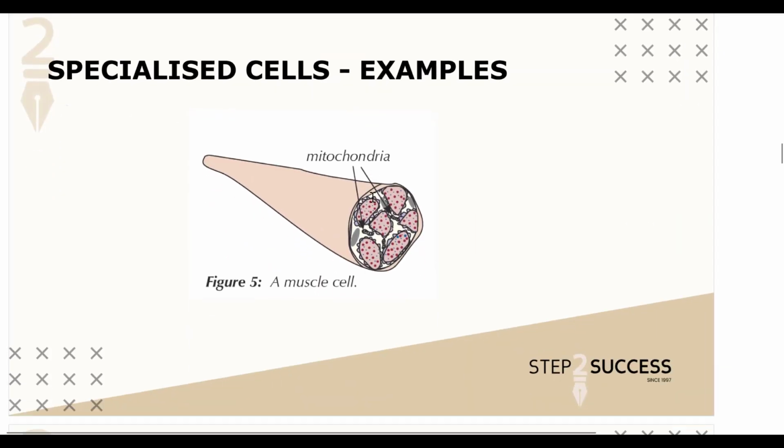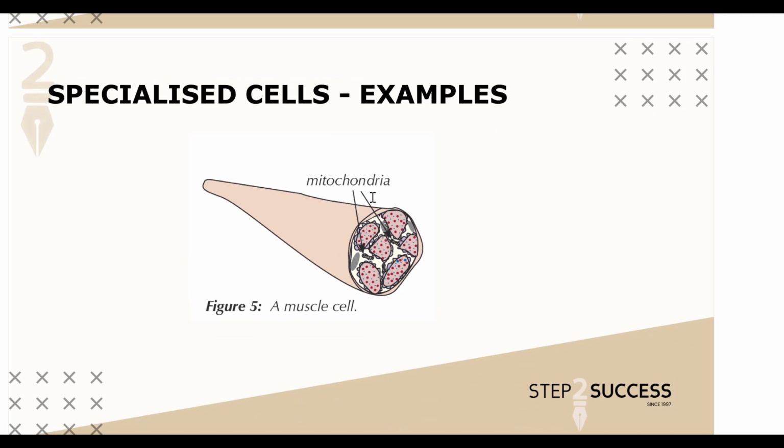Another example of a specialized cell is a muscle cell. Now, a muscle cell, its main function is to contract, to allow you to move, to lift things, and so on. So it tends to need lots of energy. And as we saw earlier, the mitochondria are the key structures within a cell where respiration takes place. So they allow the cell to release energy. So you will find that muscle cells have a lot of mitochondria, because that allows it to release a lot of energy, and then that helps you move.